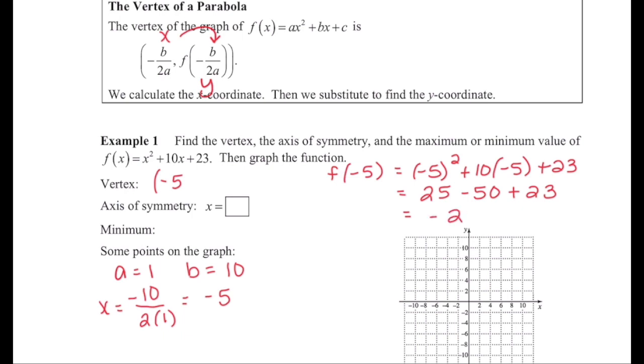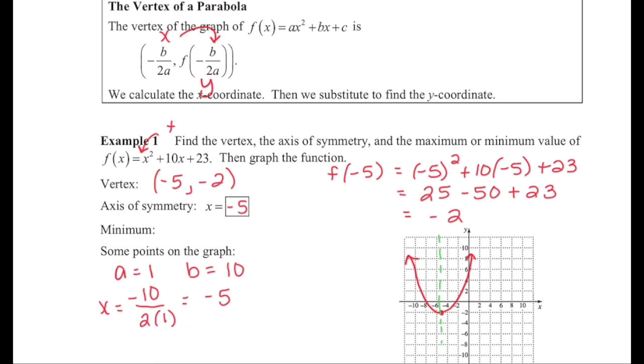Simplifying gives us negative 2. So our vertex is at negative 5, negative 2. The value in front of x squared is positive, so we know we're going to have a smiley face in this direction. We also know that our axis of symmetry goes right through the x value. So our axis of symmetry is x equals negative 5.